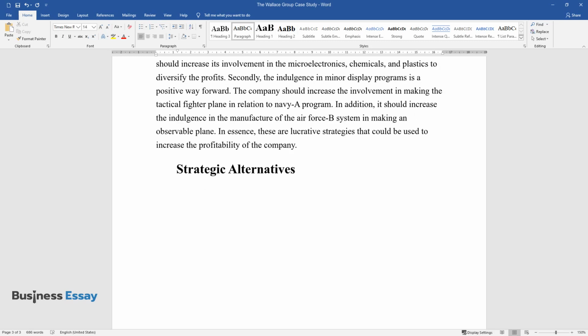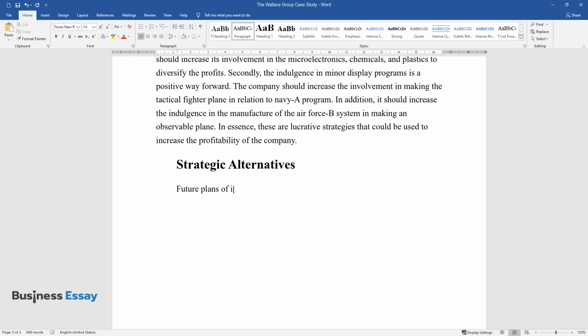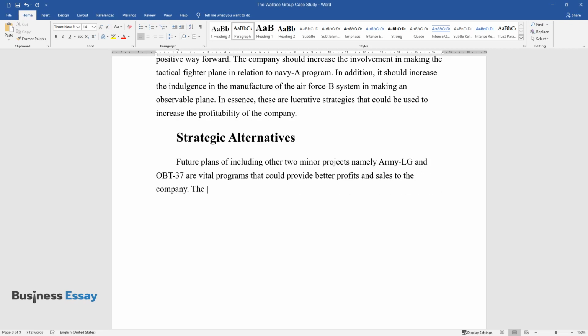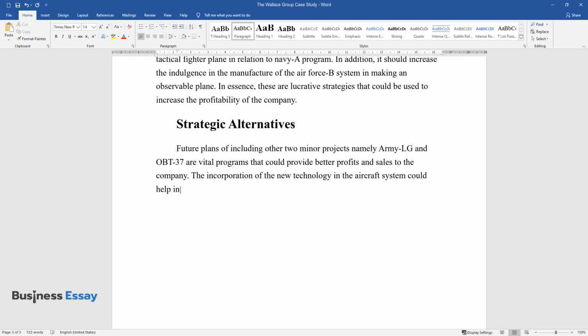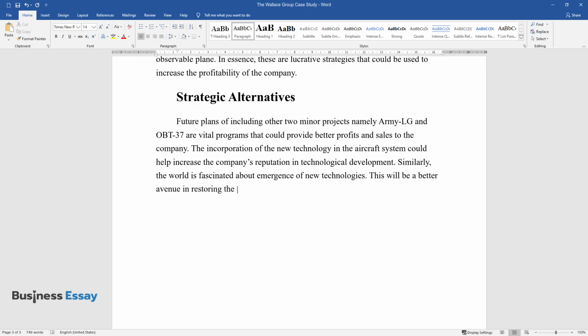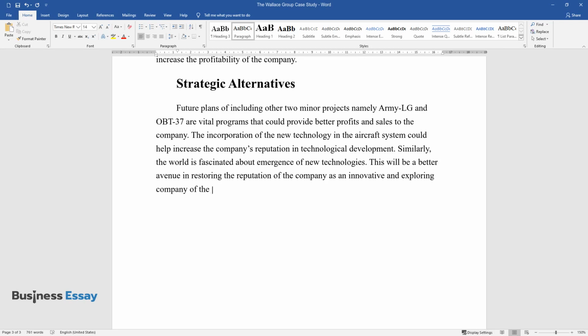Strategic alternatives. Future plans of including other two minor projects, namely Army LG and OBT-37, are vital programs that could provide better profits and sales to the company. The incorporation of the new technology in the aircraft system could help increase the company's reputation in technological development. Similarly, the world is fascinated about emergence of new technologies. This will be a better avenue in restoring the reputation of the company as an innovative and exploring company of the world.